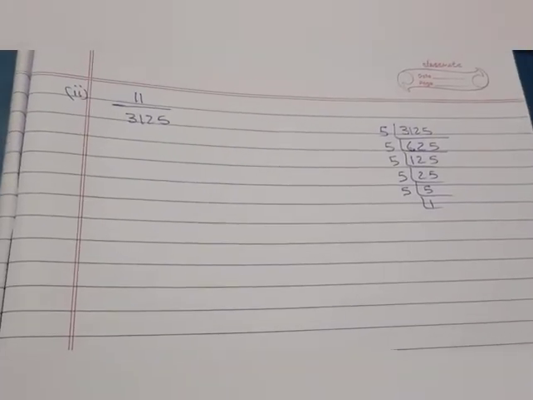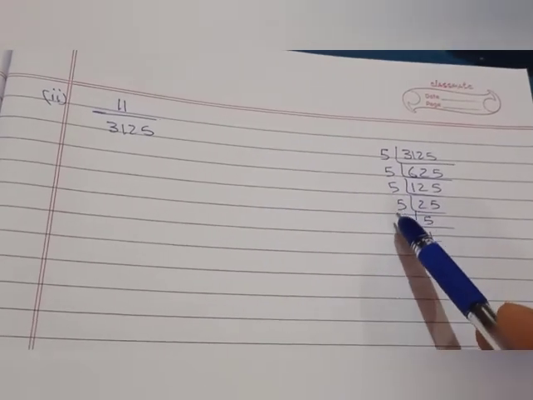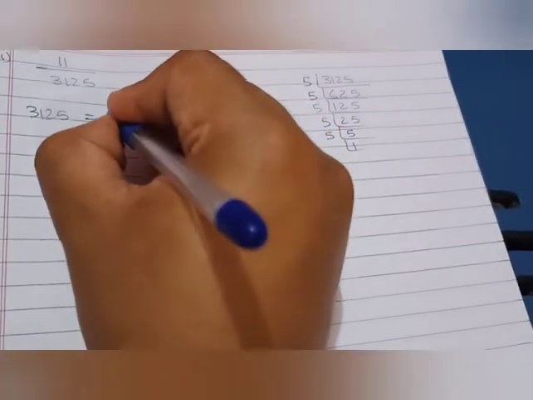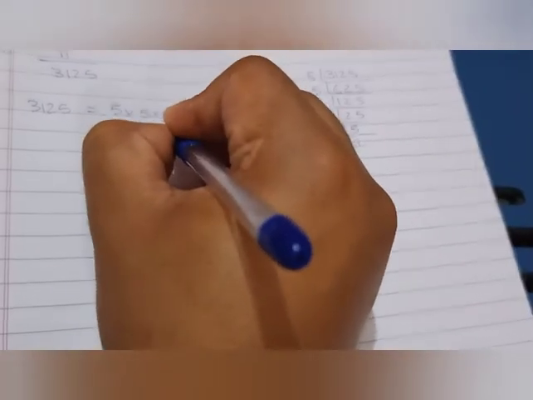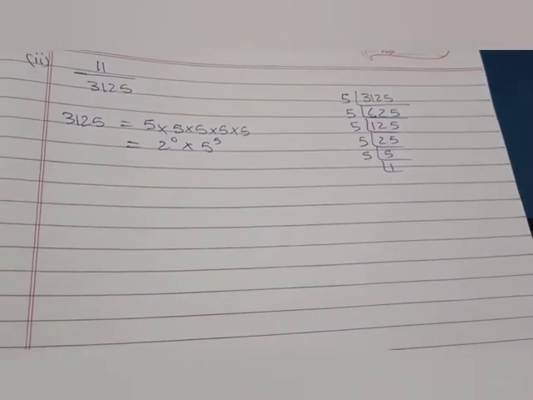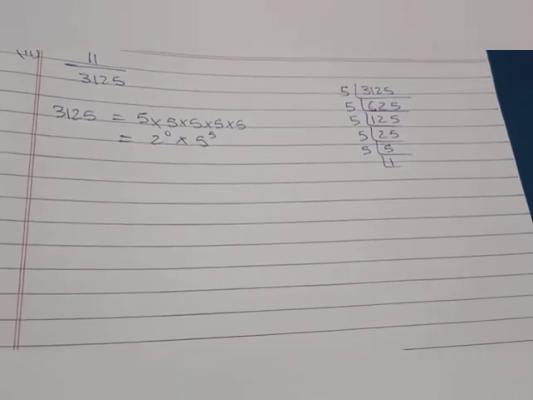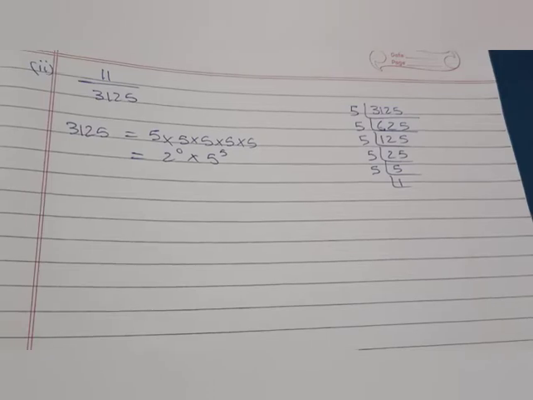Now the next question, 11 by 3125. 3125 can be expressed as 5 into 5 into 5 into 5 into 5, so 5 fives, or 2 to the power 0, 5 to the power 5. It's also possible that sometimes we don't get either 2 or 5. In such cases, we'll list the power or exponent as 0. In this case, it's 2 to the power 0 into 5 to the power 5.